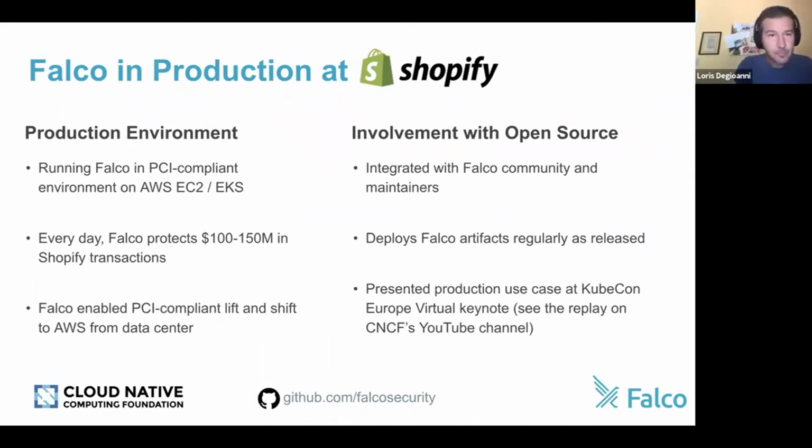One is Shopify, big production environment. It's essentially a PCI compliant environment in the cloud in AWS/EKS. Shopify is a big company that does a lot of transactions, and $100 to $250 million of transactions per day are essentially in an environment that is protected by Falco, and where Falco contributes to establishing essentially PCI compliance and making the environment PCI compliant.